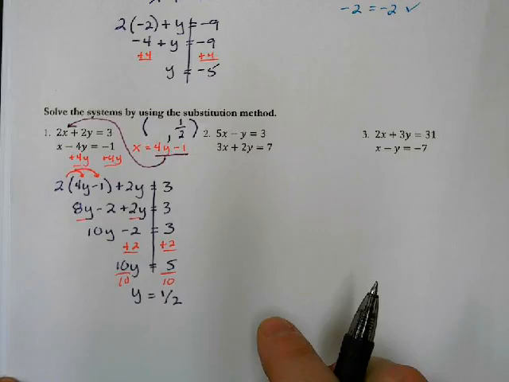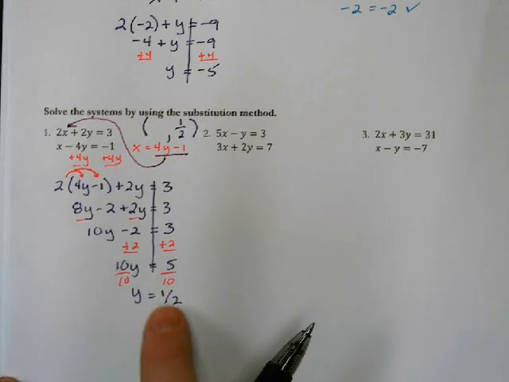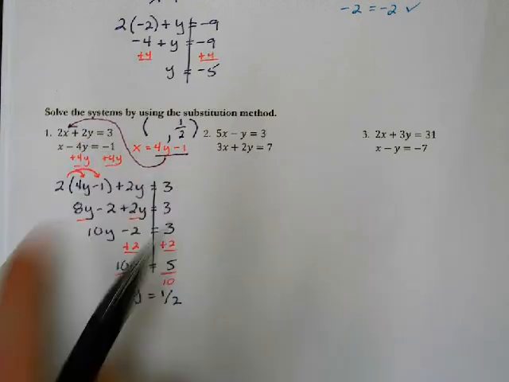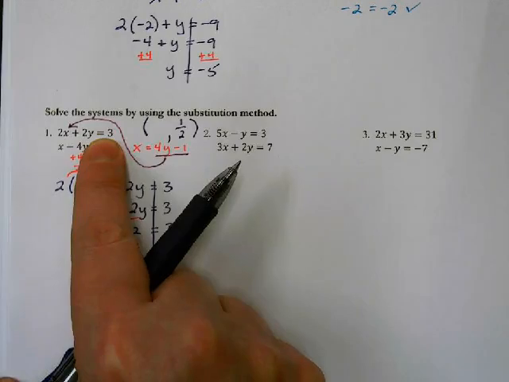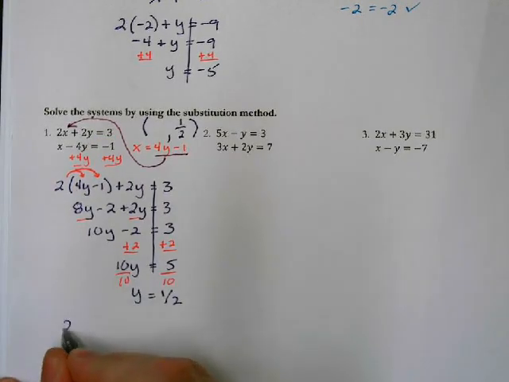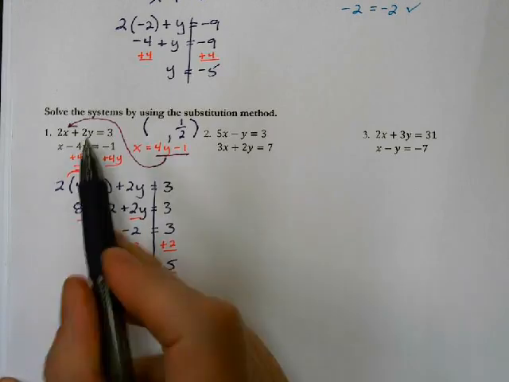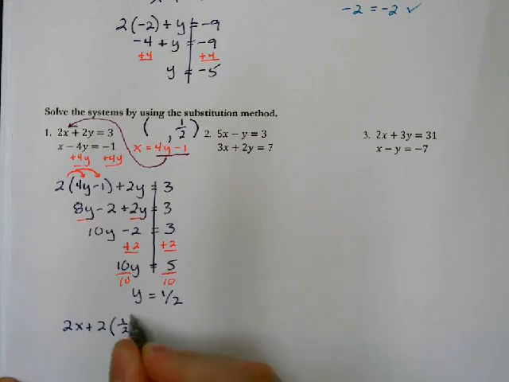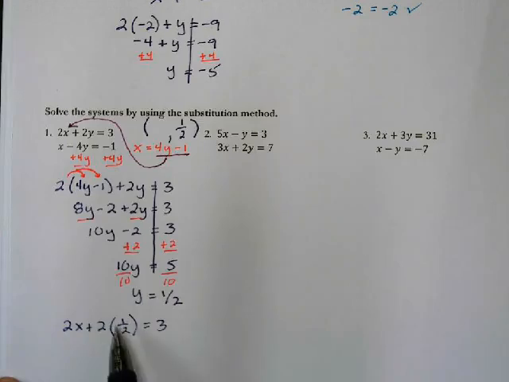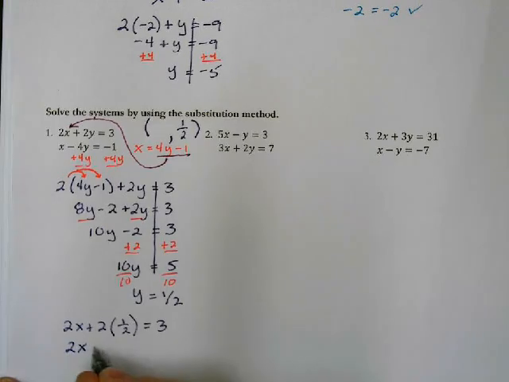Step 4, I'm going to substitute my y value into one of these 2 original equations. I'm going to do it with the top one. I do 2x plus 2, and then when I get to y, now I plug in 1/2, equals 3. Okay, so 2 times 1/2, remember you multiply by the number on top, you divide by the number on the bottom. 2 times 1 is 2, and 2 divided by 2 is 1. So we get 2x plus 1 equals 3.